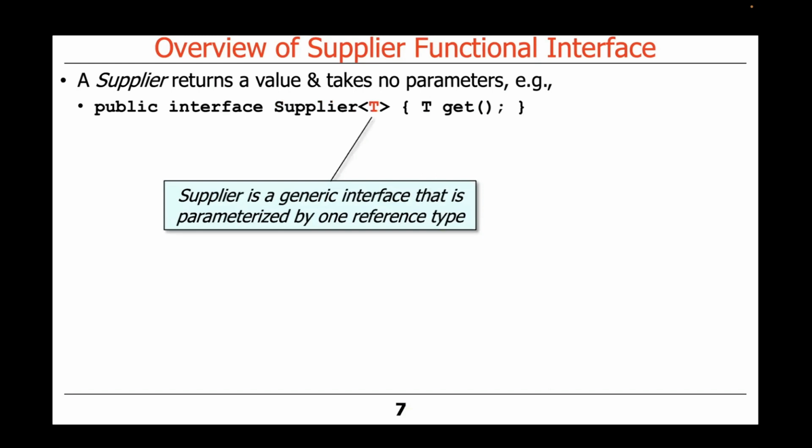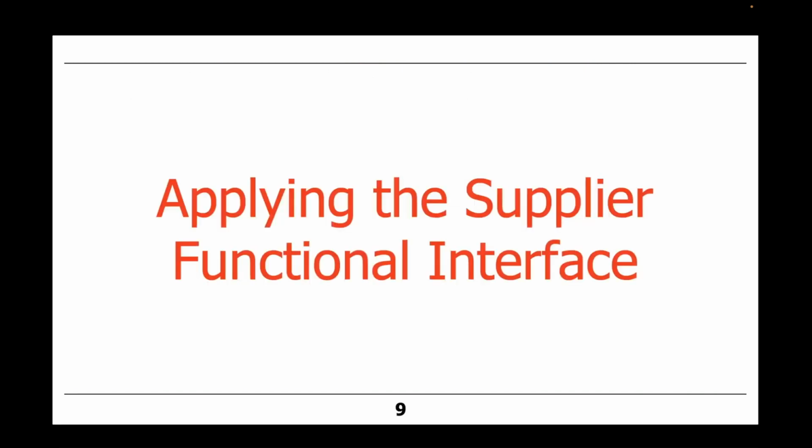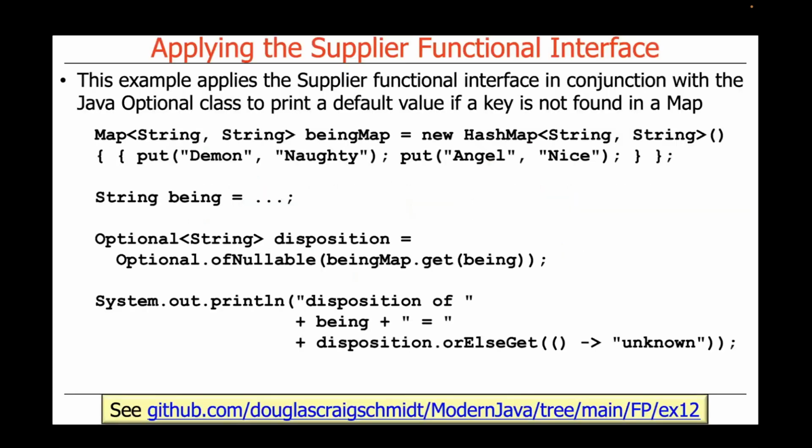As before, this is a generic interface that's parameterized by a single reference type, which is the return type from the get method, which is the single abstract method that has passed no direct parameters and returns a value of type T. We'll see, however, you can easily pass parameters when you use get by using various types of effectively final values. So how can we apply the Supplier functional interface?